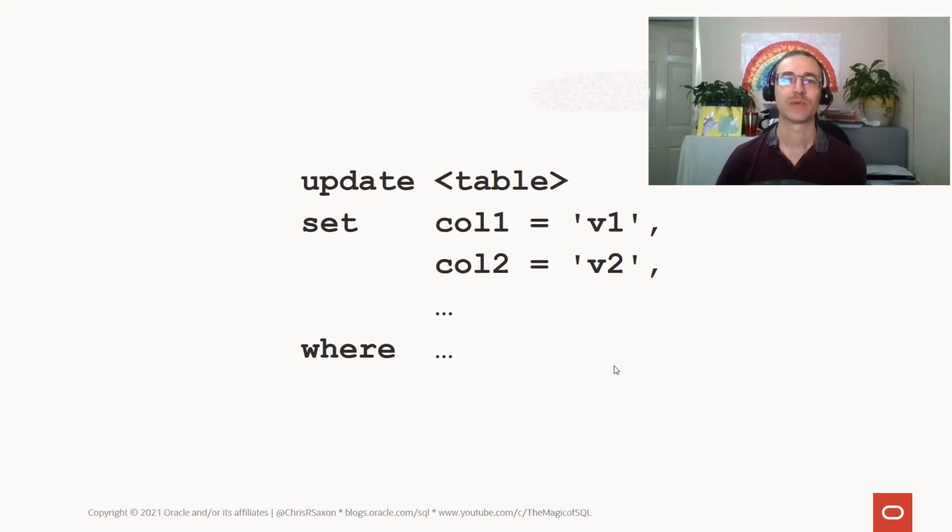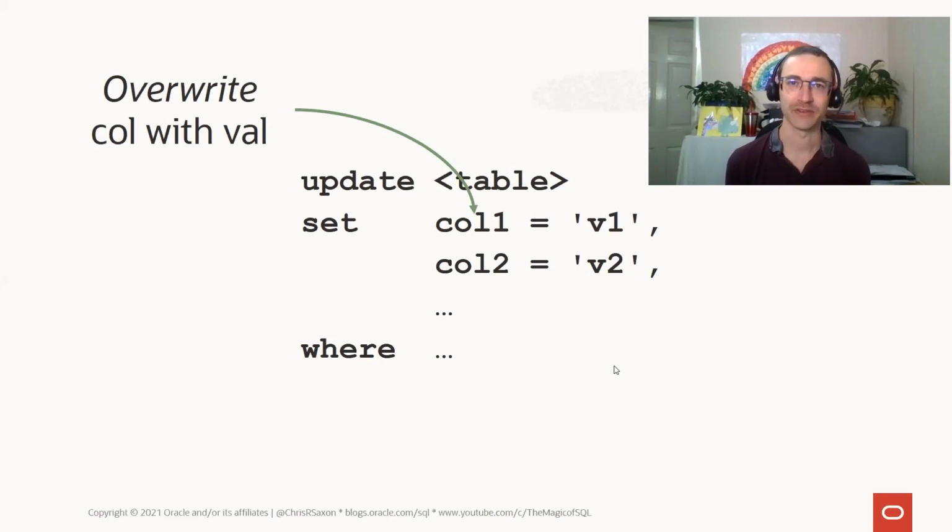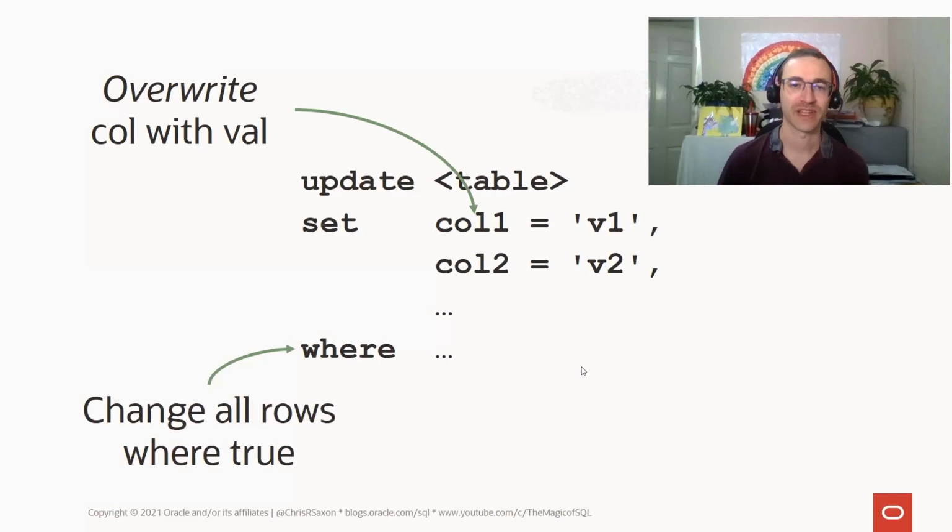First up, when we supply the new values, they overwrite the existing values in the table. So we set col1 equal to val1 or v1, that's what its new value is. And the update does that for all the rows where the where clause is true. So we can update many, many rows in the table at the same time with an update statement. I'll talk more about that later on in the session.